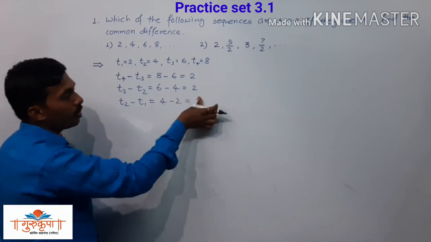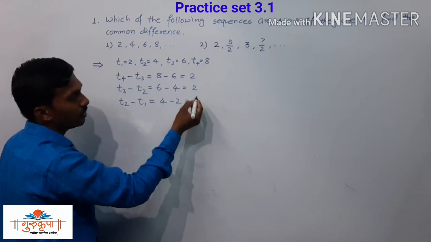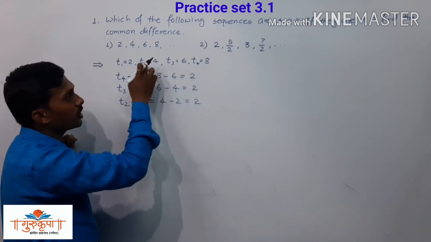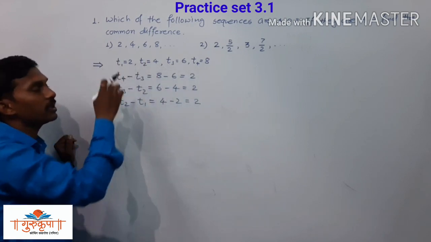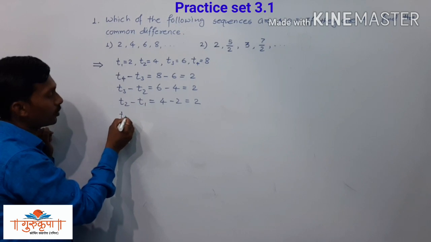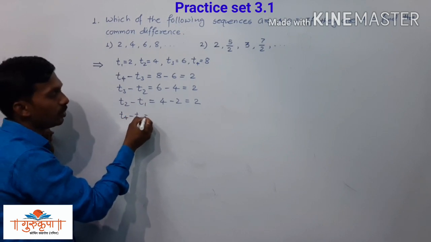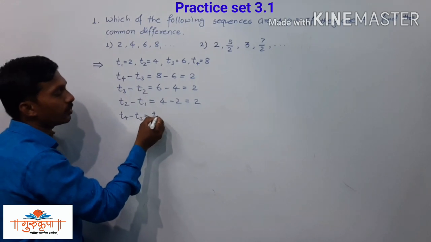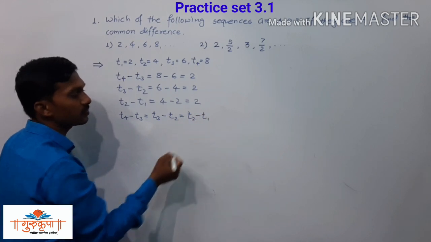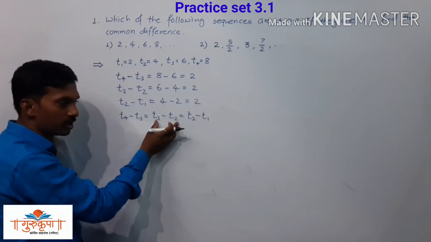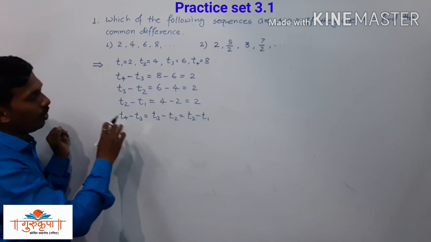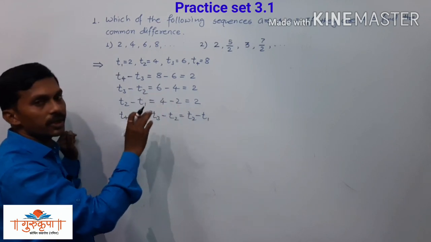So everywhere the common difference is the same. The common difference between the fourth and third term, between the third and second term, and between the second and first term is the same. So here we can write T4 minus T3 is equal to T3 minus T2, which is equal to T2 minus T1. Here all the common differences between 2 consecutive terms are the same.